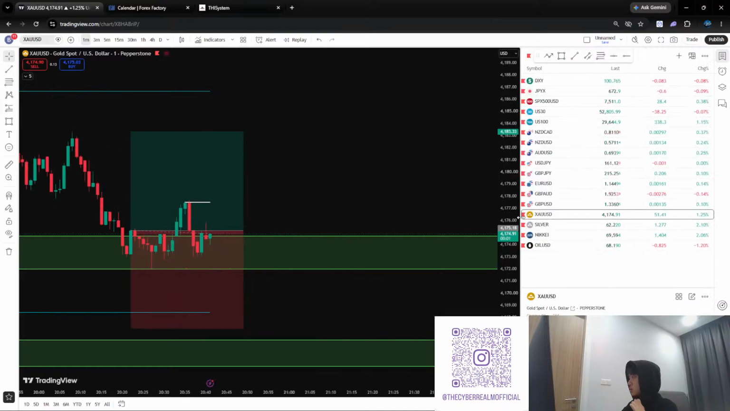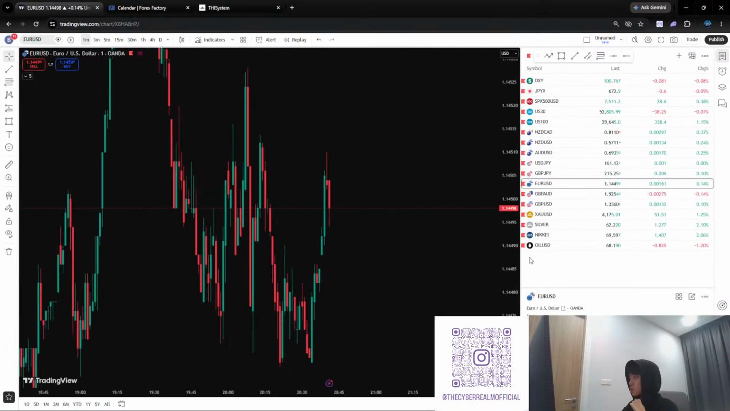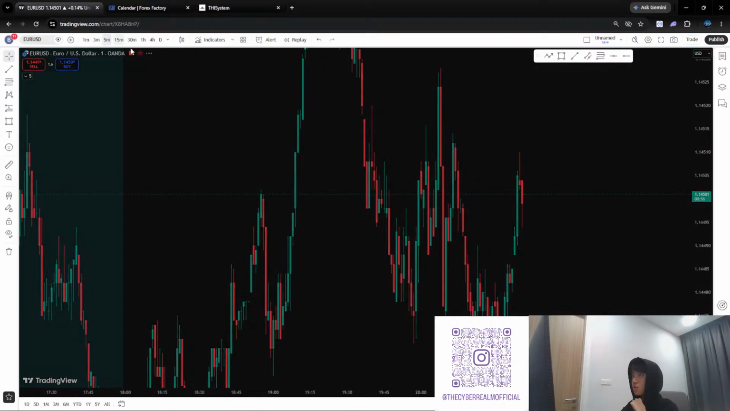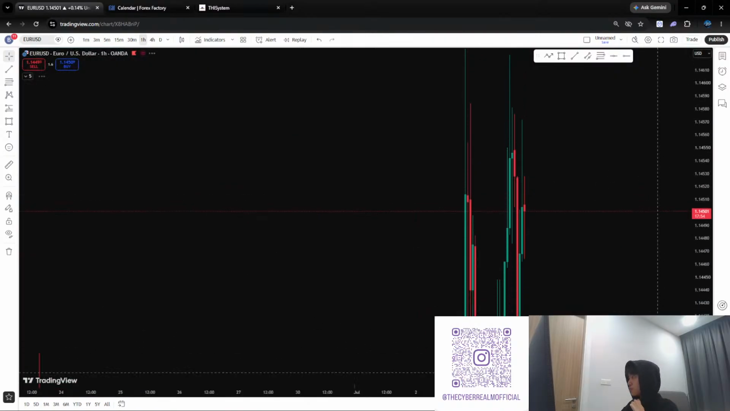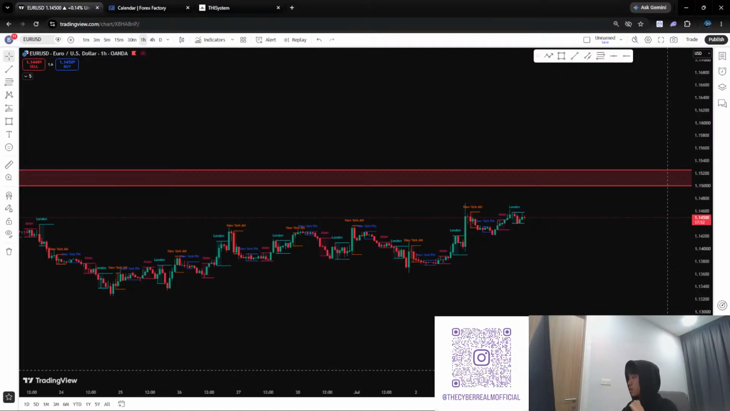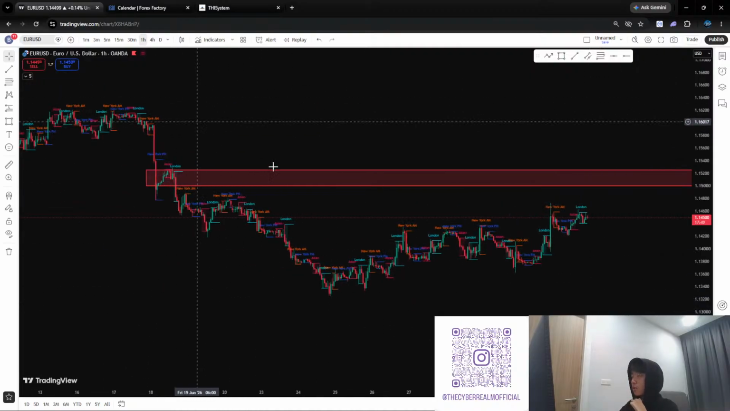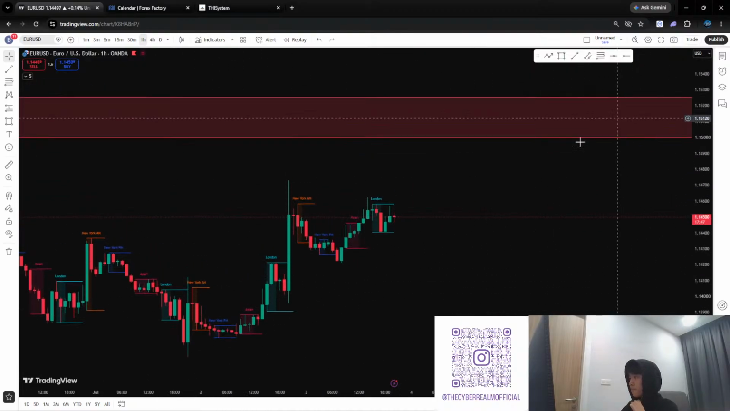Let's look at the Euro USD that I was talking about just now. Is it towards the area yet or not? It is still a far way up, but that is the H4 time frame.